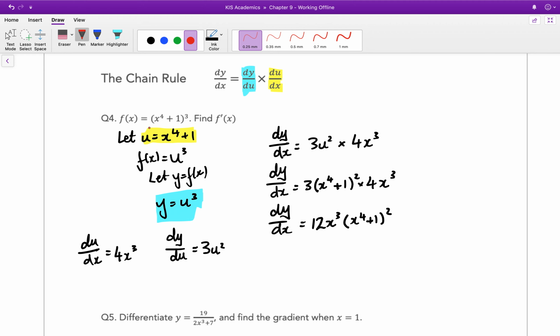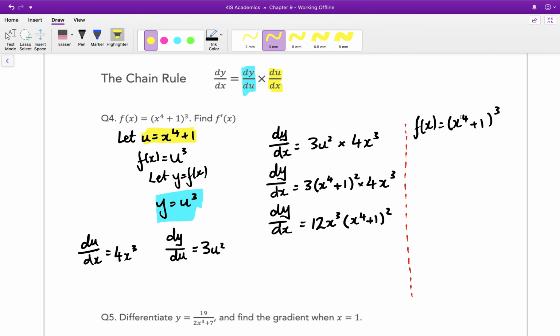Once you get the hang of what's going on here, so once you do more practice questions and you're comfortable converting between u and x, then there's almost a shortcut way of using the chain rule. If we have our function f of x equals x to the power of 4 plus 1 cubed, then to skip this whole defining what u is equal to and all that, what I like to do is pretend in my head that this x to the power of 4 plus 1 is like a box.